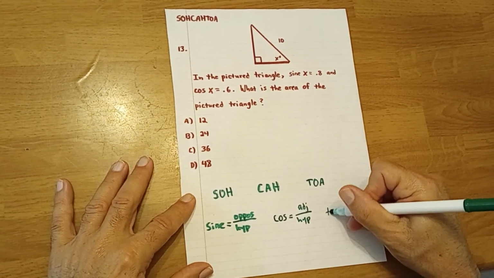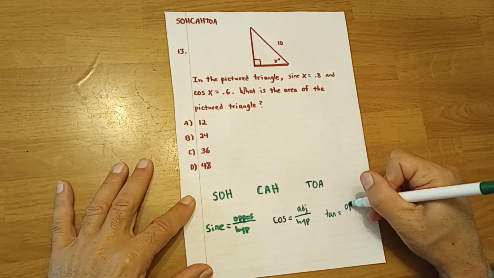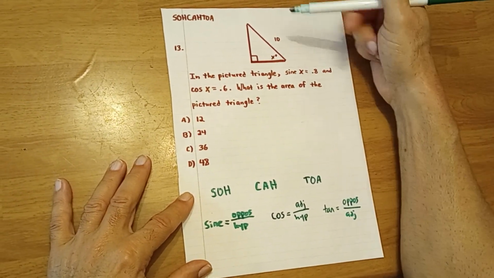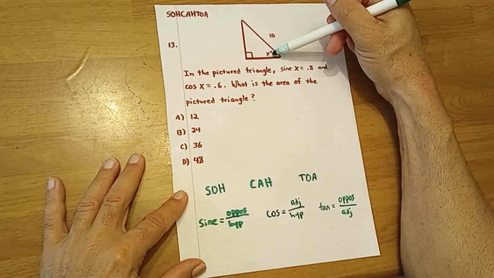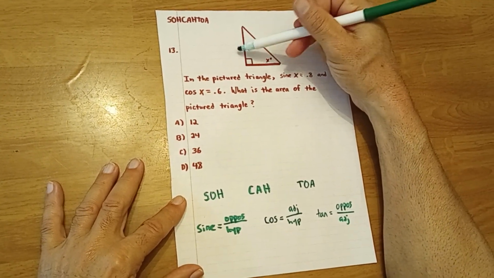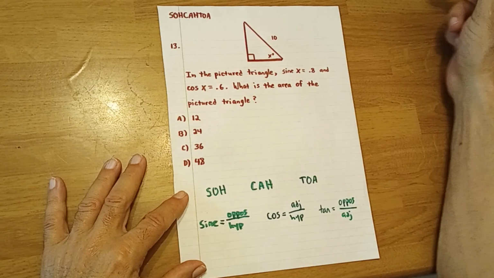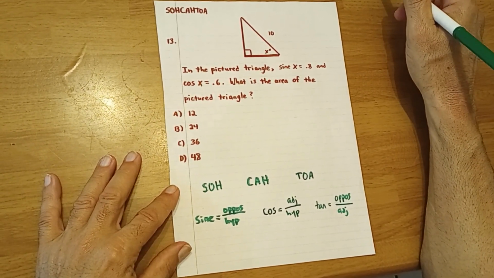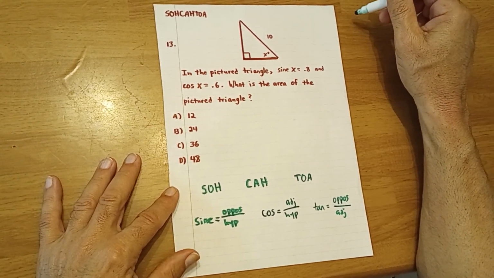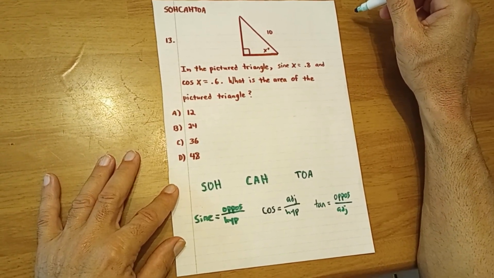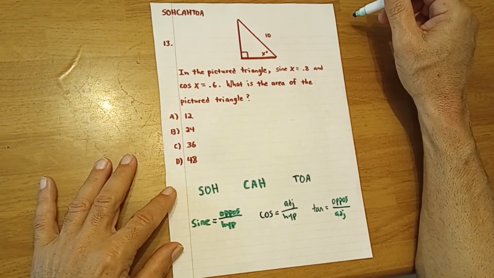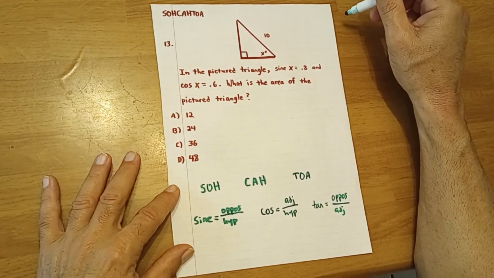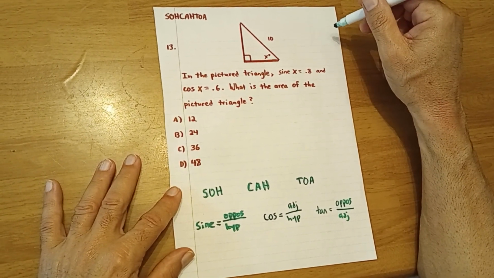And then the tangent equals the opposite side over the adjacent side. So here again, with x as our reference angle, the opposite side is the height, and the adjacent side is the base, right? So let's see what's happening here in this problem. It says, in the pictured triangle, the sine of x equals 0.8, and the cosine of x equals 0.6. What is the area of the pictured triangle? So once again, we're going to need the base and the height in order to figure this out.